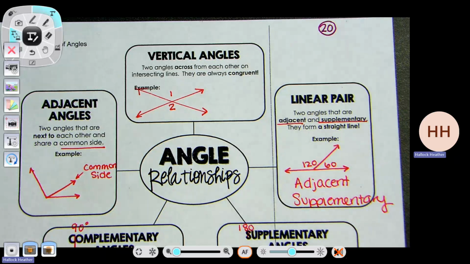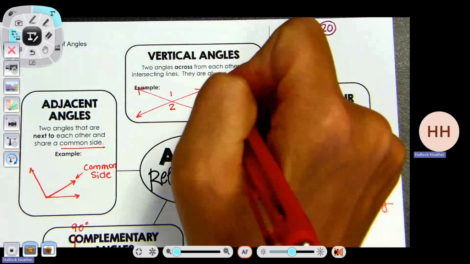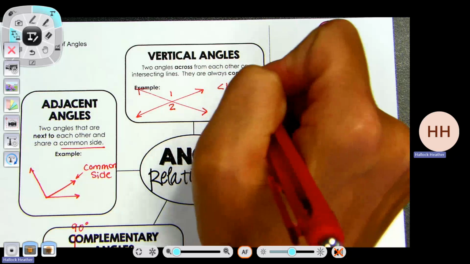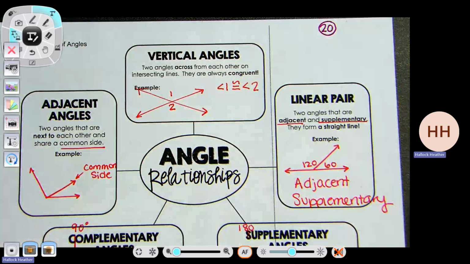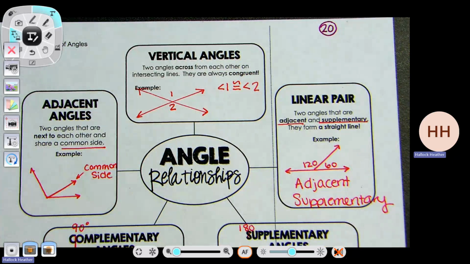They're not all congruent, but angle 1 is congruent to angle 2. When something is congruent, it means that they are equal. So you would not make an algebra equation adding them together to equal something. If they're vertical angles, you put the equal sign in the middle between them because they're congruent to each other. So they're equal to each other. We would not add them to equal something.